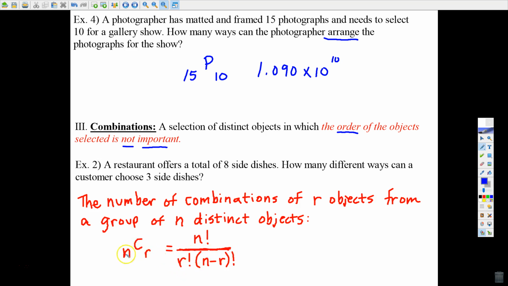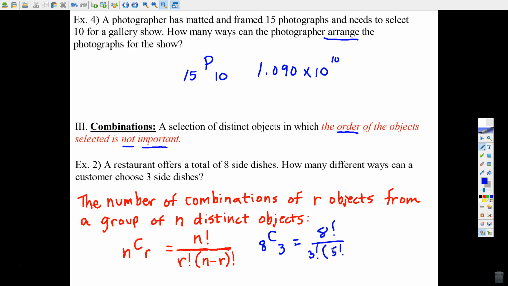So I'm going to do the same thing. I'll just show using the formula. We have 8. N is always the bigger number. I've got 8 side dishes to choose from, but I'm only picking 3 at a time, so R is actually 3. Okay, so using the formula, I would have 8 factorial divided by 3 factorial times 5 factorial. 8 minus 3 is 5.